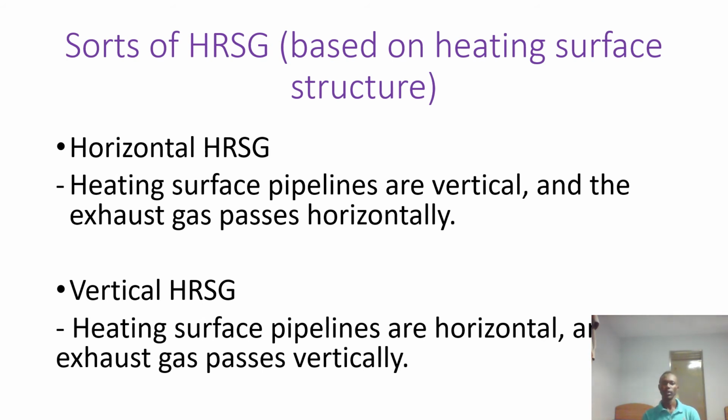Now, based on the heating surface, we have two more sorts of HRSGs. Number one is the horizontal HRSGs. In this case, heating surface pipelines are oriented vertically, and the exhaust gas passes horizontally. In the second sort, which is the vertical HRSGs, heating surface pipelines are horizontally oriented and the exhaust gases pass vertically. Thank you. That's all from me.